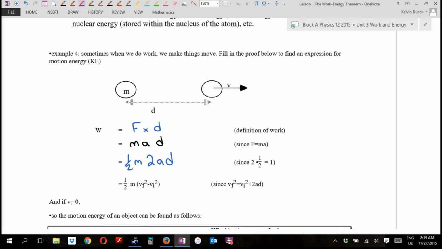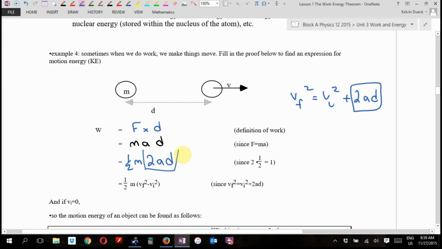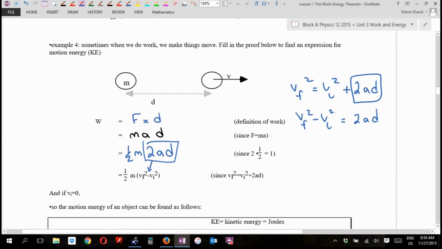Great question. Because it turns out, since VF squared equals VI squared plus 2AD, it seems to me that I can replace this 2AD with VF squared minus VI squared. Isn't that nice? Wasn't that clever? And so that gives me that. Oh, and if VI is 0, I get kinetic energy is a half mv squared. That's the one you saw in Physics 11 last year. I don't know if I did a proof with you. I don't know if Mr. Kamosi did a proof with you, but ta-da, there it is.